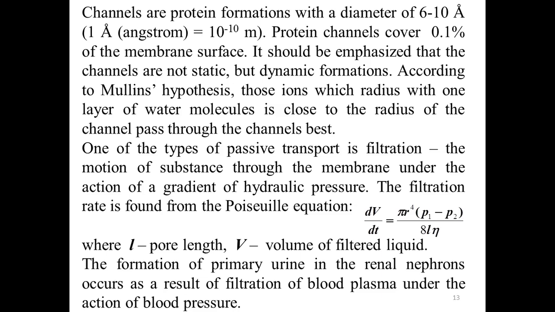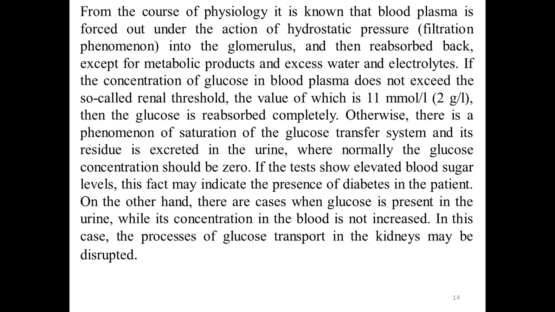One type of passive transport is filtration, the motion of substances through the membrane under the action of a gradient of hydraulic pressure. The filtration rate is found from the Poiseuille equation. Here we have this formula, where L is the pore length and V represents the volume of filtered liquid. The formation of primary urine in the renal nephrons occurs as a result of filtration of blood plasma under the action of blood pressure.